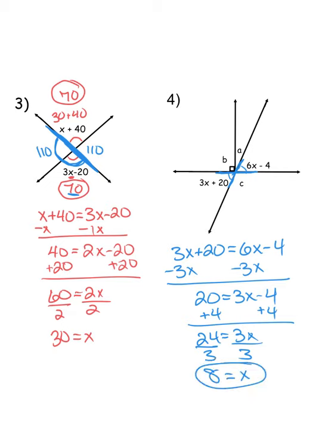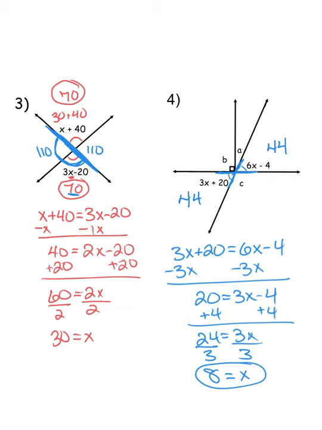Now, if I plug x into the original, 3 times 8 is 24, plus 20, that means that is 44. I can check on this one here. 6 times 8 is 48, minus 4 is also 44.